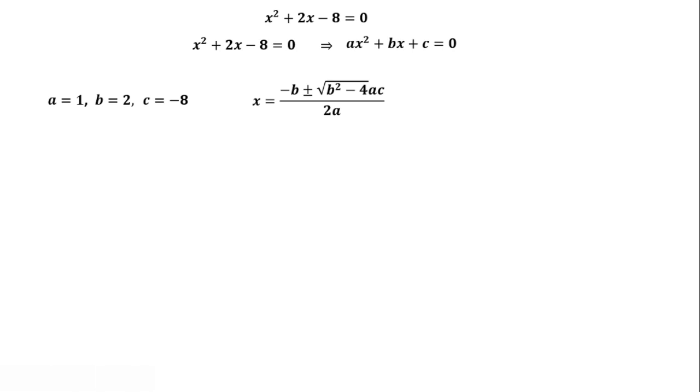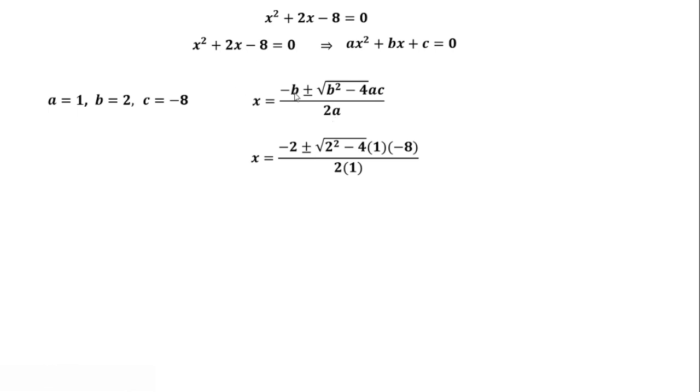All right, so let's move on. So we have x equals negative 2 plus or minus the square root of 2 squared minus 4 multiplying 1 multiplying negative 8 over 2 multiplying 1. We have substituted the values into the formula.